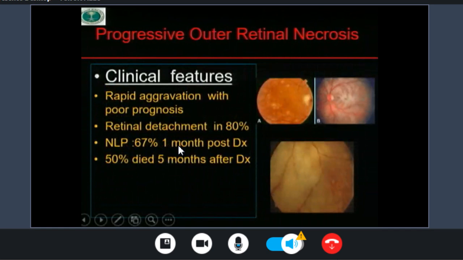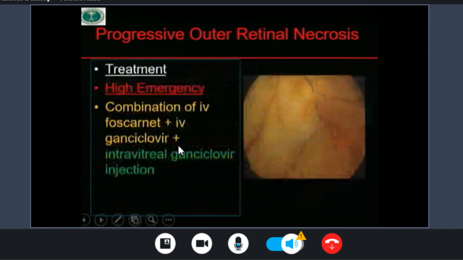Usually they have rapid aggravation with poor prognosis, retinal detachment in 80% of the patients, and ending with no light perception in 67% at 1 month post-diagnosis. 50% usually pass away 5 months after diagnosis.